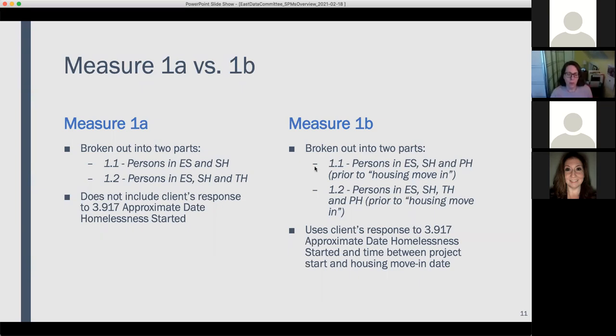For 1B, because we have PH factored in, they start to pull in additional data points. One of those is the client's response to data element 3.917, the approximate date their homelessness started, which is a self-report date. It also factors in the time between the project start and housing move-in date, which is very particular to PH projects. So it's important to know that those two data points get added in.